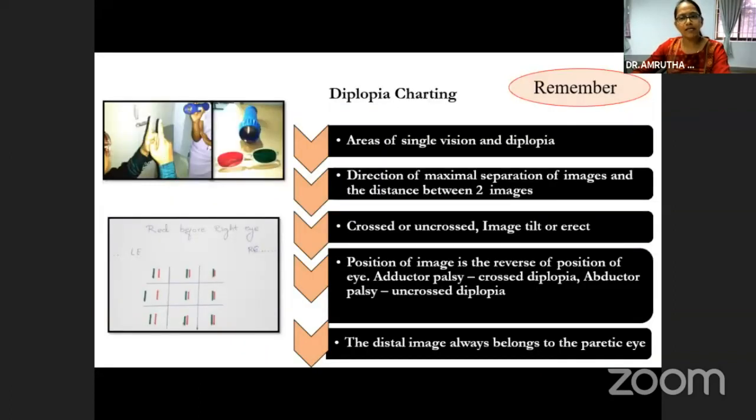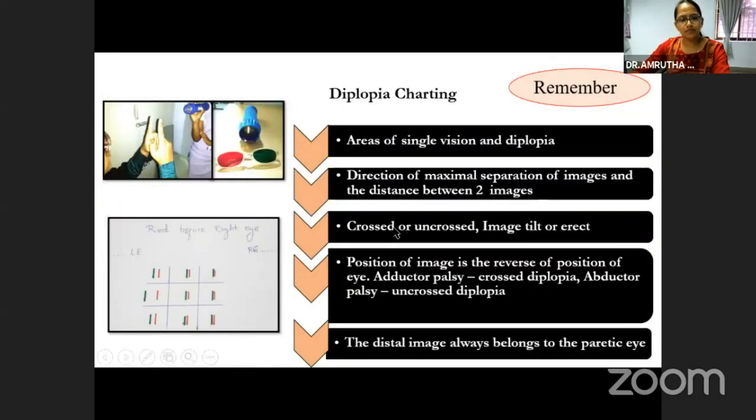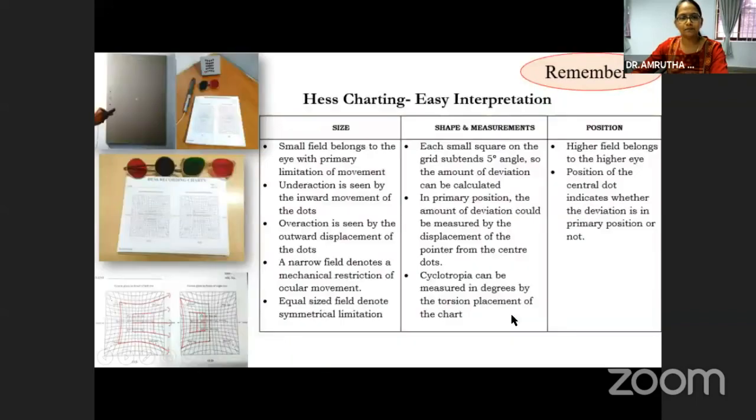Diplopia charting definitely plays a role in a patient with diplopia, for us to make out where the gaze of maximum separation is. Always remember that the maximum separation of the two images will be in the gaze where the two muscles are acting. Based on whether it is crossed or uncrossed, and based on the position of the second image, one will be able to specifically denote which muscle is palsied. The position of the image is the reversal of the position of the eye, and the distal image in vertical deviation always belongs to the paretic eye.